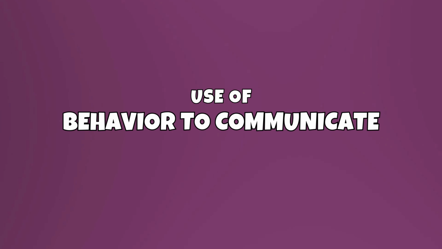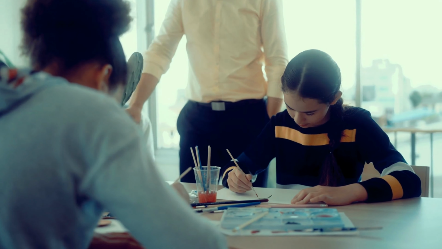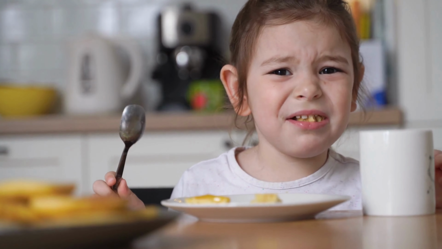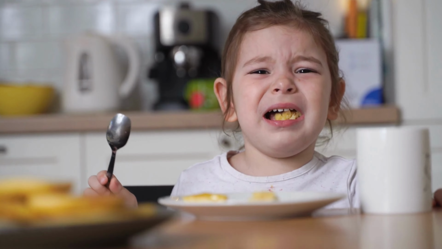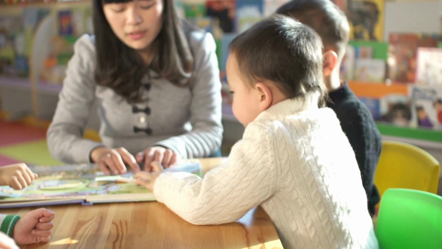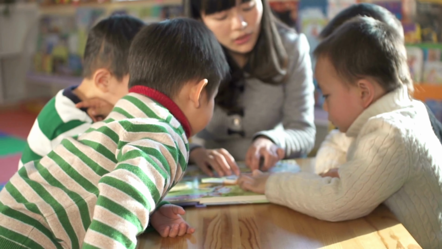Use of behavior to communicate. Behavior is a form of communication, whether or not we are aware of it. A child without the ability to verbally express their thoughts and opinions may need to resort to using their behavior to communicate. A child may express displeasure with a situation by throwing items or engaging in tantrum behavior. It's important to teach children appropriate behaviors to use to indicate their feelings or needs.